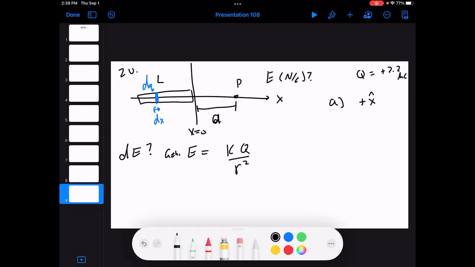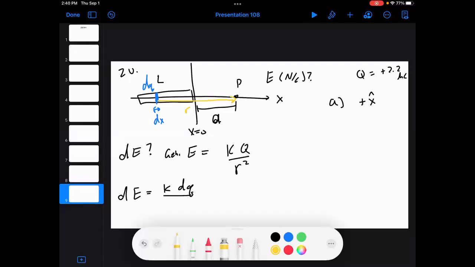Since we're looking for the electric field of just this one little chunk, we can consider it a point charge. So our dE would be k dq. And now r goes from the charge to the point in question. So how would you describe that distance right there in terms of maybe x, L, and A, and maybe not even L?